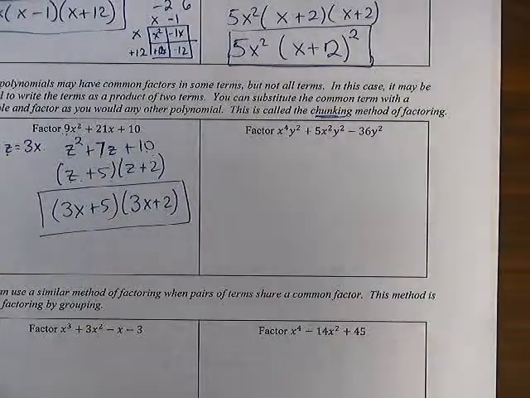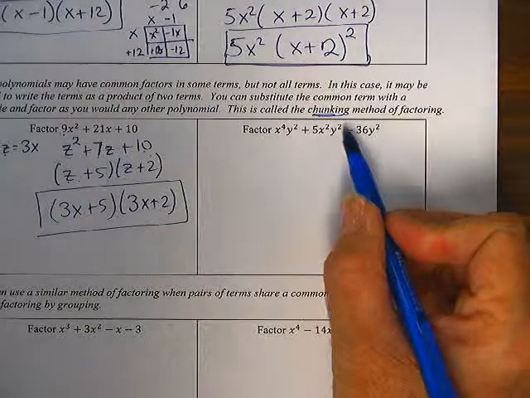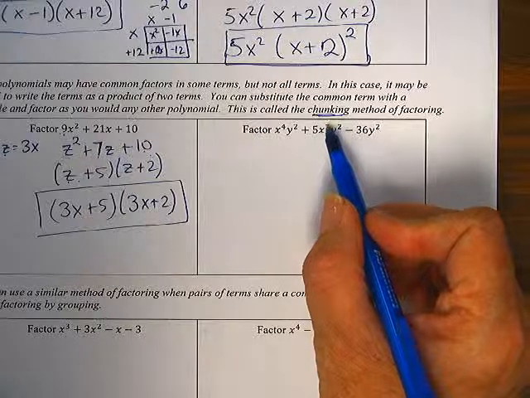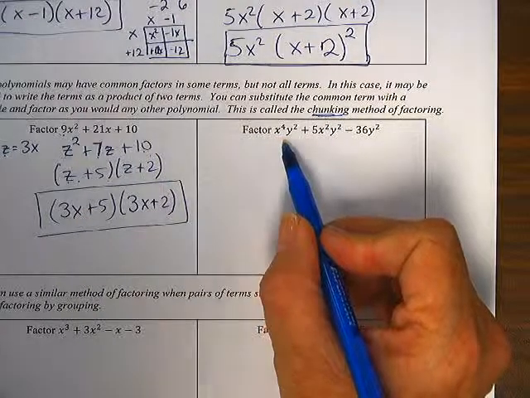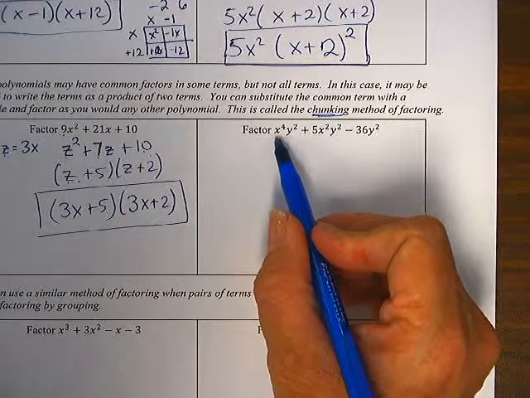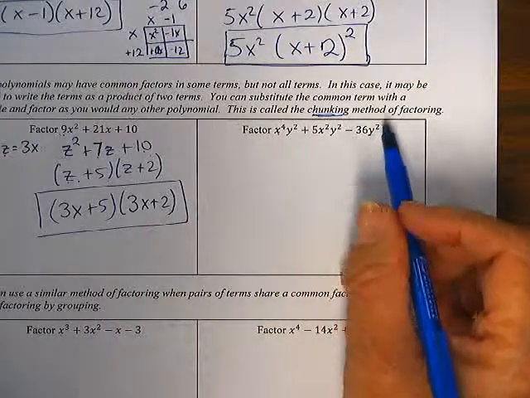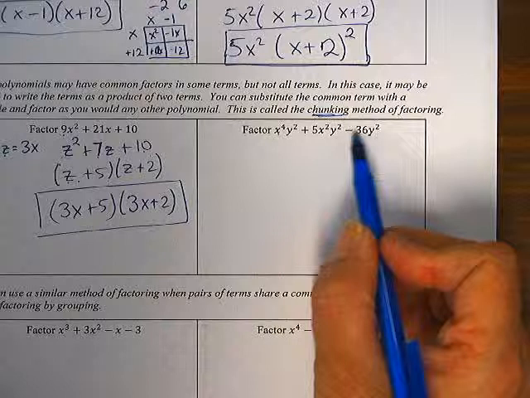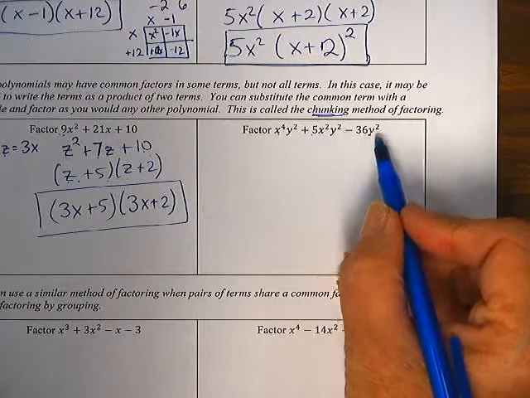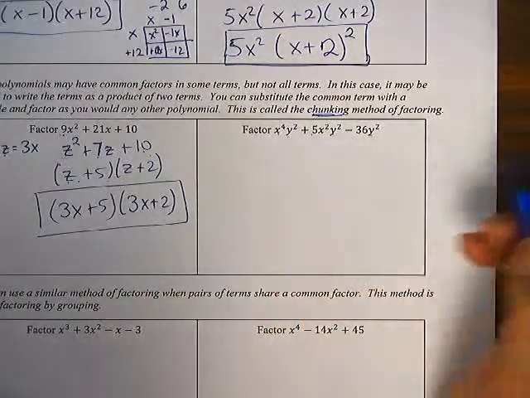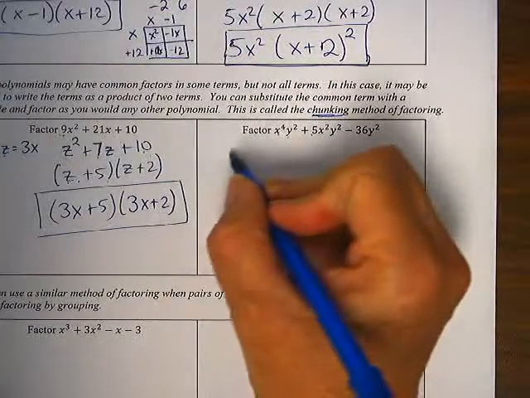Okay, and let's look at our second problem that we're going to factor using chunking. First thing you always want to do is look for a greatest common factor. So in this one, I don't have an x in the last term, so I can't factor out an x. 5 and 36 do not have anything in common, but they all have a y squared in them, so we're going to factor out that y squared.